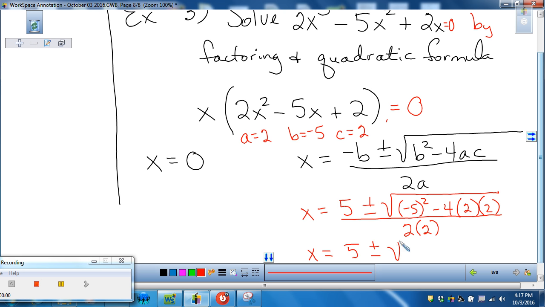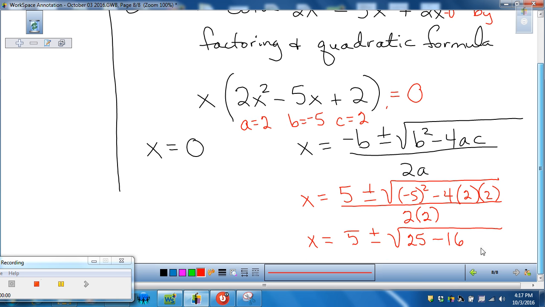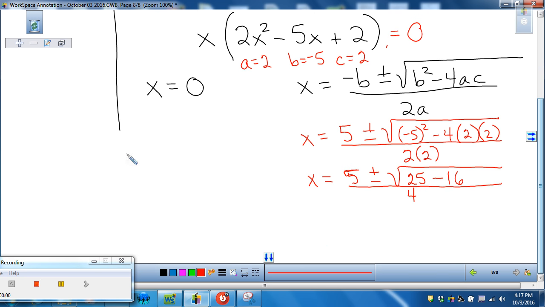And now we're just going to simplify this so that we get x is equal to 5 plus or minus negative 5 squared is 25. So we're taking the square root of 25, take away 4 times 2 times 2, that is 16. And then we're dividing all of that by 2 times 2, which is 4. So we're almost done.